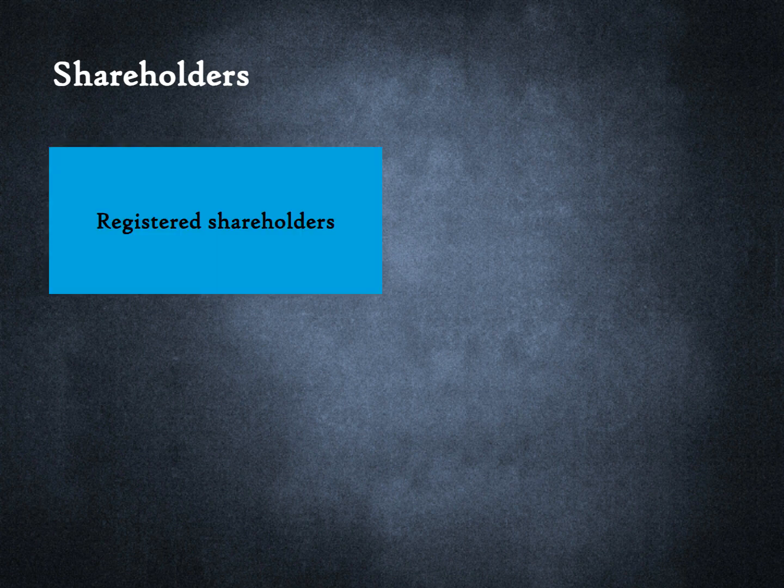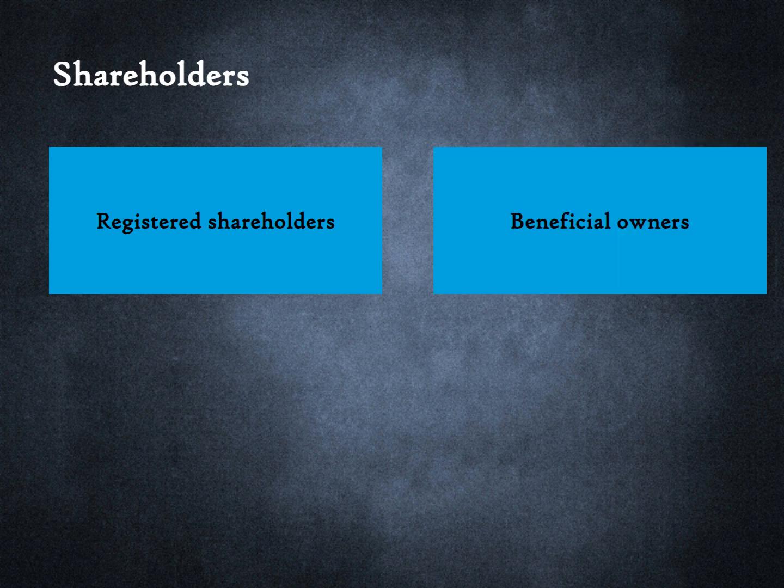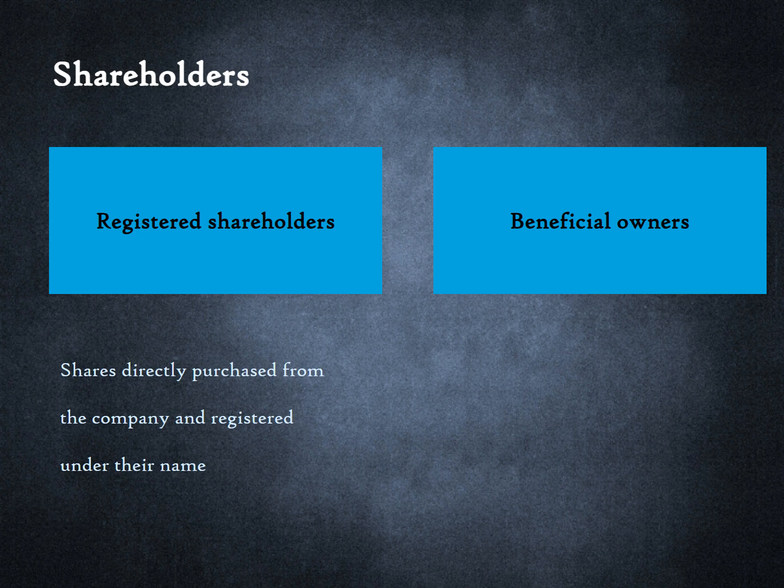Before we learn about transfer agents, we will learn about shareholders. The shareholders of a company are of two types: registered shareholders and beneficial owners. Registered shareholders are those who directly purchase shares from the company and the shares are registered under their name. This may be founders or employees who have been granted stocks as compensation. Even investors who bought shares from a brokerage firm can get their shares registered with transfer agents.